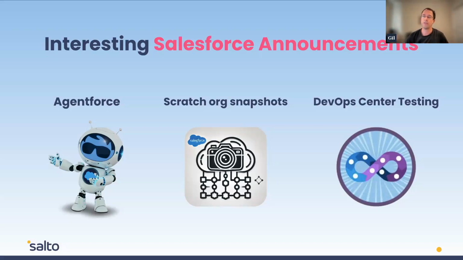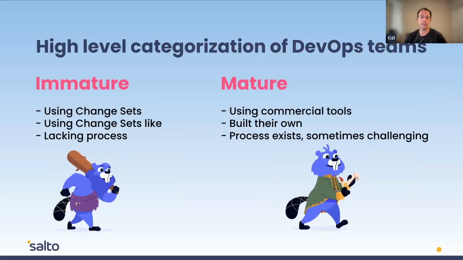And now I'd like to talk about the actual discussions and challenges that we saw from the different conversations we had. If you go to the next slide, in general, we can categorize DevOps teams in existing companies, at a very high level, into mature and immature teams. In Salto, we have a more elaborate maturity model with 5 different levels, but here we can keep it very simple.